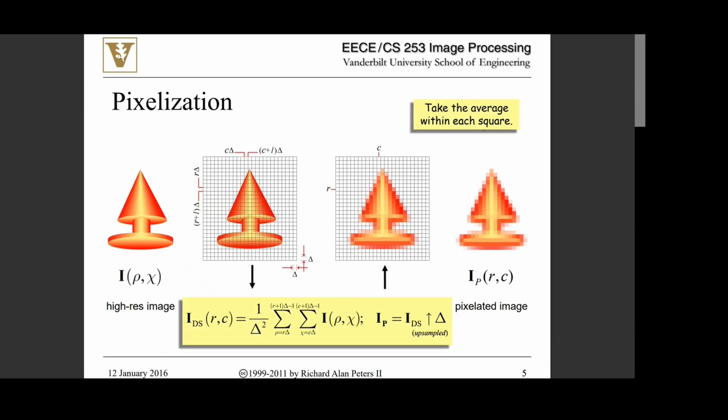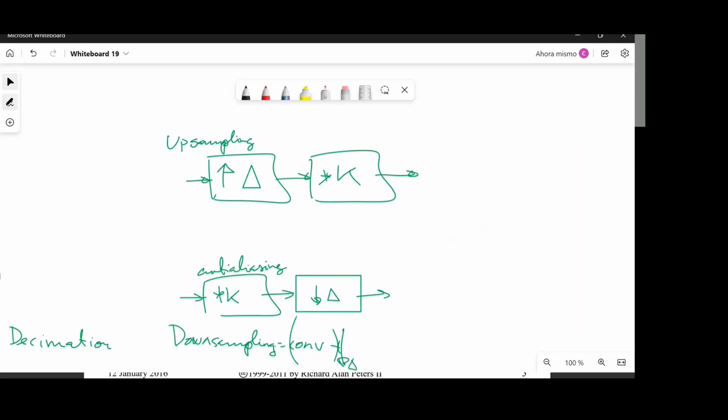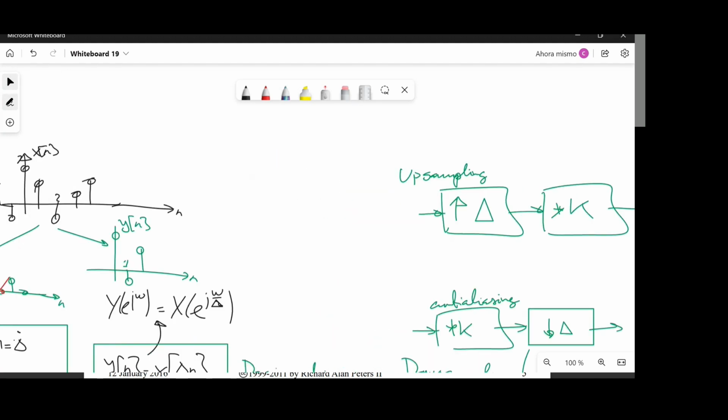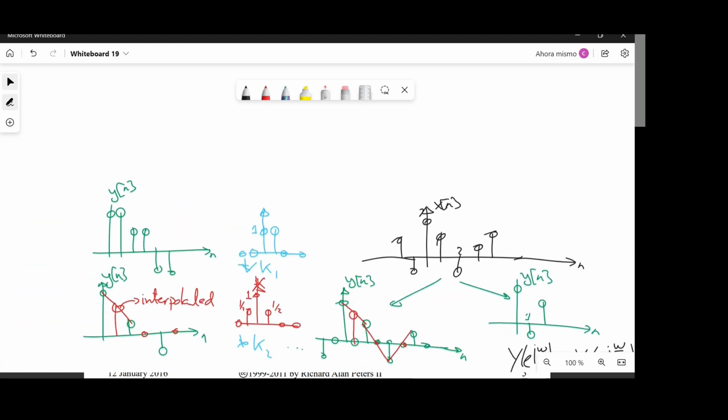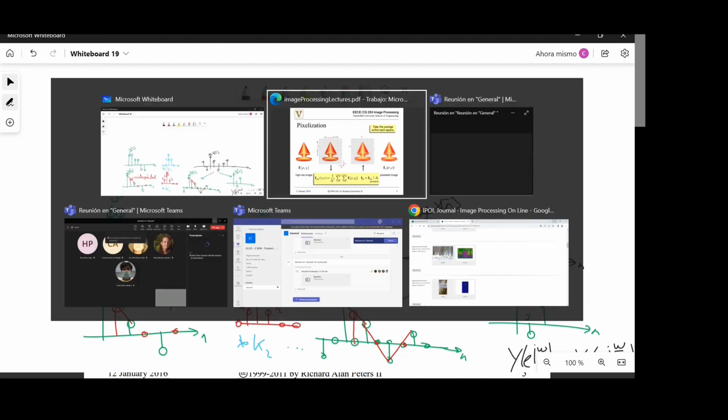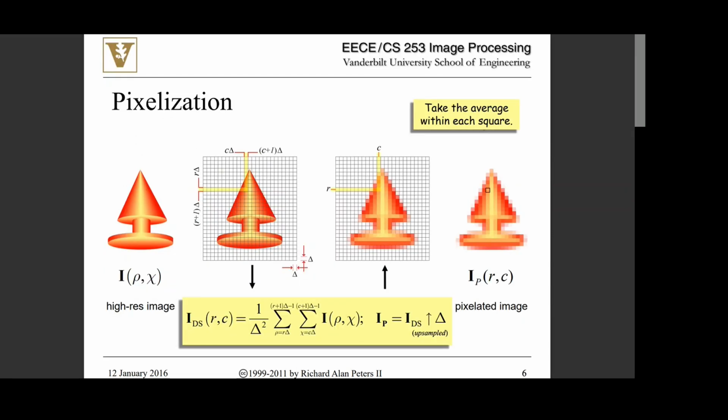Go to here. In the slides, he's doing now the upsampling, and he's simply repeating the pixel value. So what he's using is this kernel. He's using this kernel that repeats the samples. He's using this kernel here, that repeats the sample. So that's why you get this kind of results.